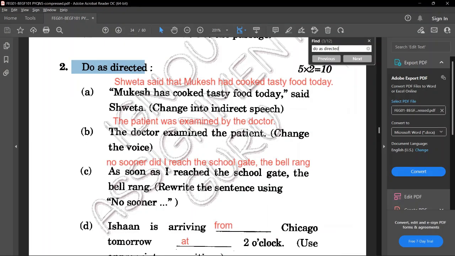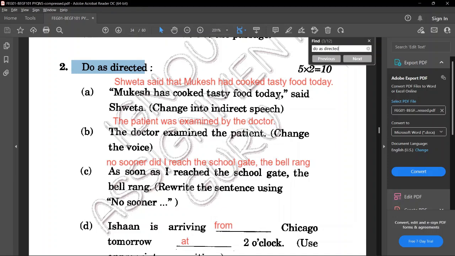Question A. Mukesh has cooked tasty food today, said Shweta. Change to indirect speech. So, what is direct and indirect speech? Direct speech is basically speech in sentences that have quotes within them. Someone said something to you, and you want to tell someone else that someone said something to you. Say Ram, Shyam, and Geeta are there. Shyam said something to Ram, and Ram wants to tell Geeta that Shyam said something to him.